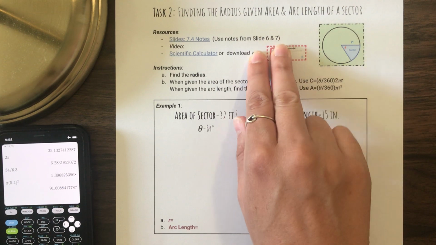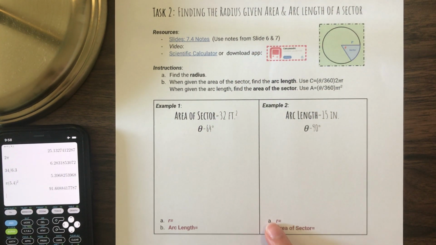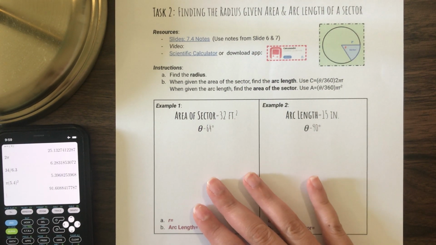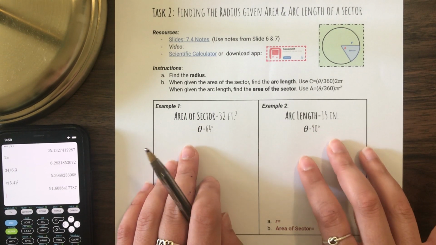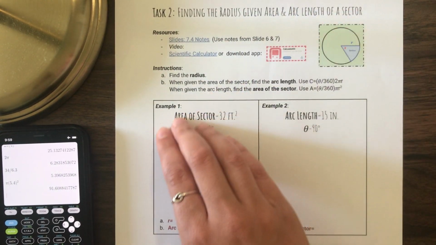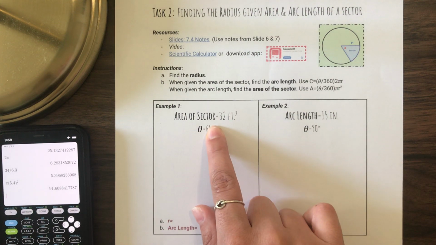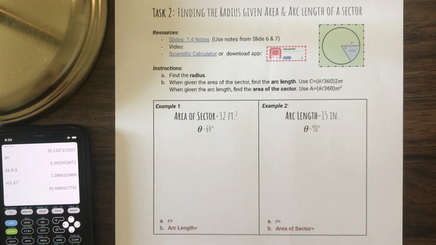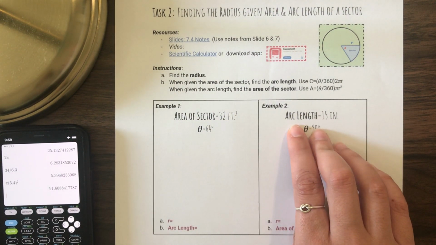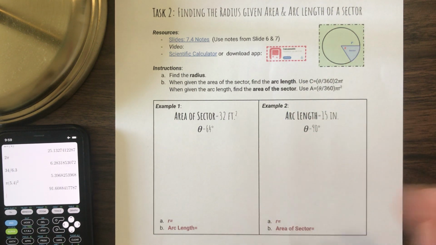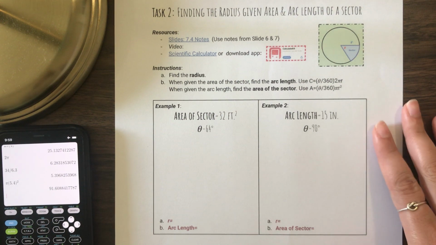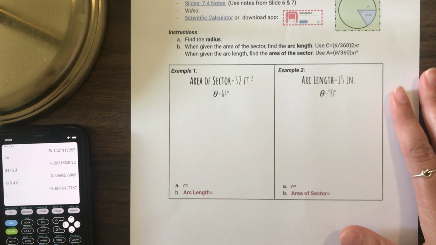Use your notes from slides 6 and 7 to help you with these problems. Also use these videos. There's only 2 scenarios of these problems in task 2. So for scenario 1, when you're given the area of a sector, use this first example. And for the problems where I give you the arc length, use example 2. And remember, you can play the video along as you're doing the work so that it helps you follow the steps for your specific problems.